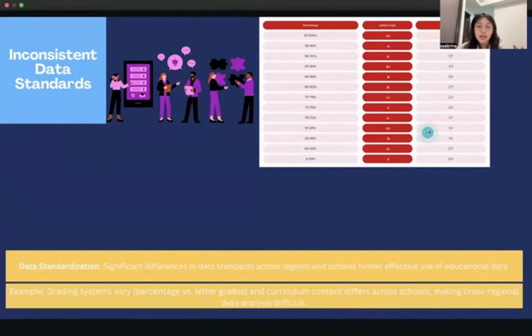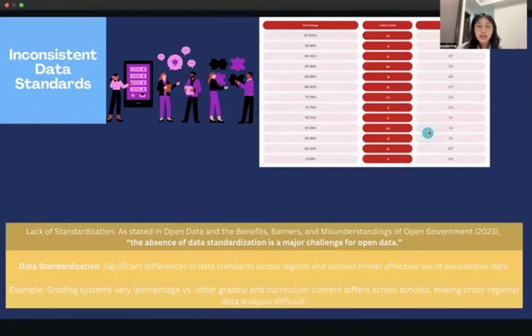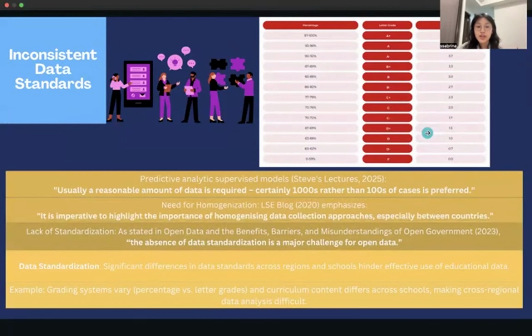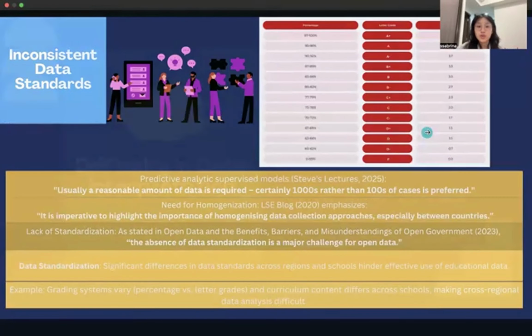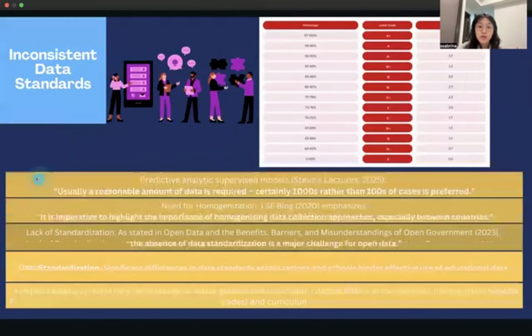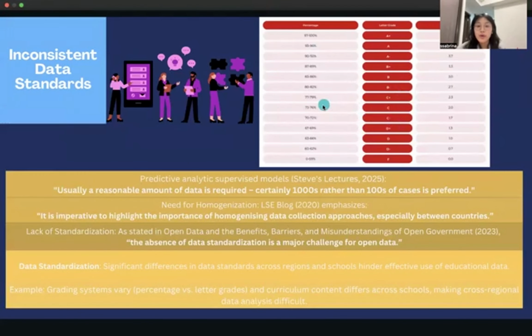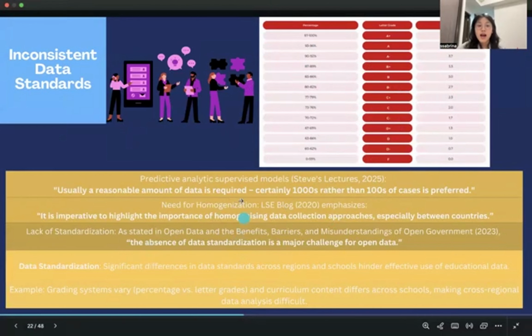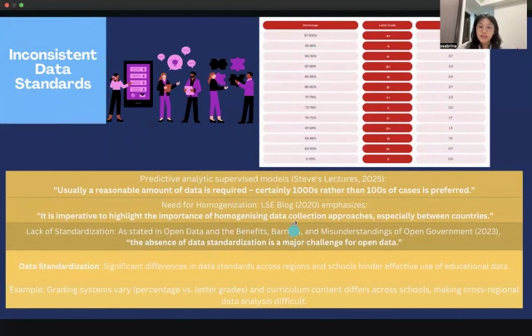The data standardization issue is a major challenge, as different regions and schools use different standards. For example, the grading system may vary. Some of them use percentages, sometimes letter grades. These inconsistencies make data integration and analysis very, very difficult. As this reference says, a lack of standardization hinders data's potential. Countries or schools must standardize data collection to improve cross-regional educational research.